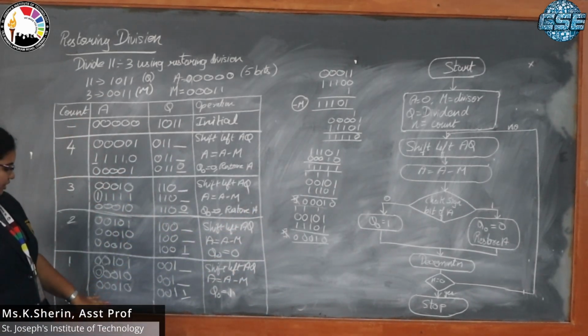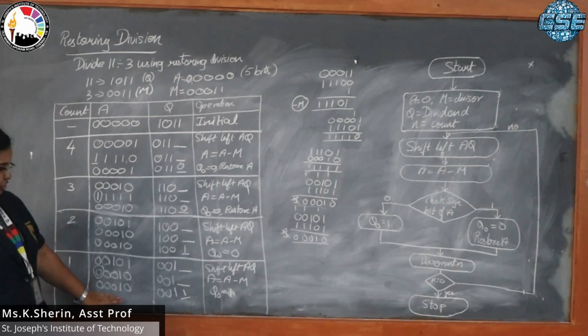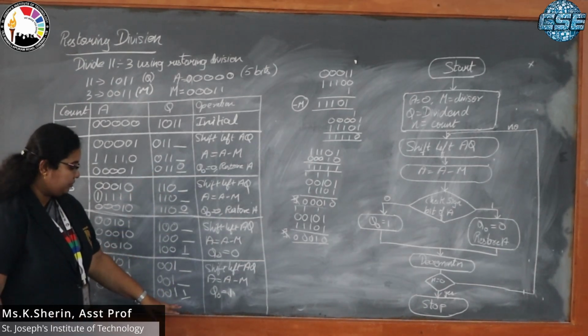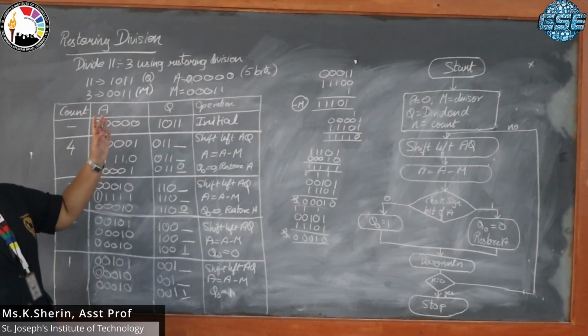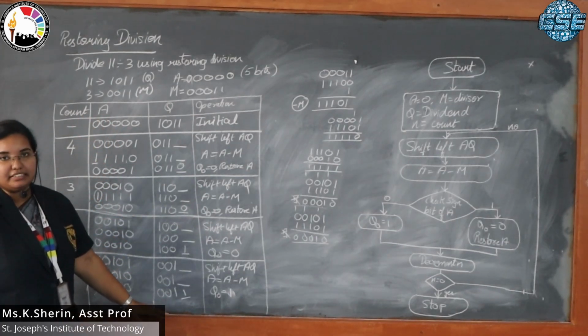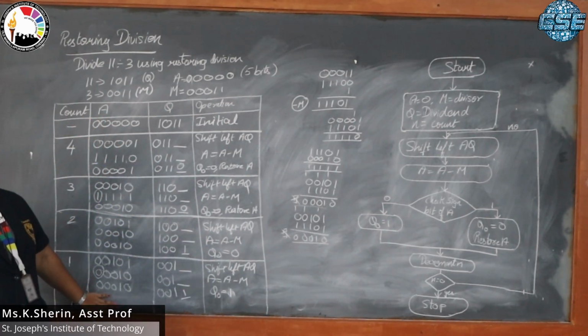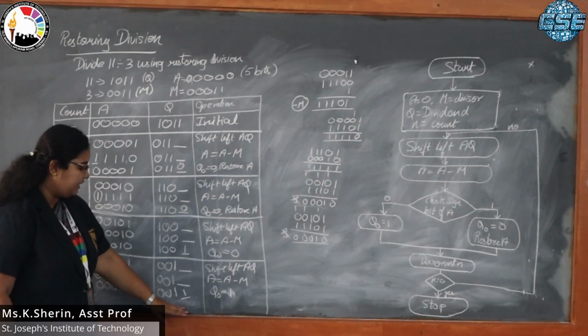So A is going to be the binary number 00010, which represents 2, and similarly my quotient value is 3. So 11 divided by 3, which means that I get the remainder value as 2 as well as my dividend as 3.